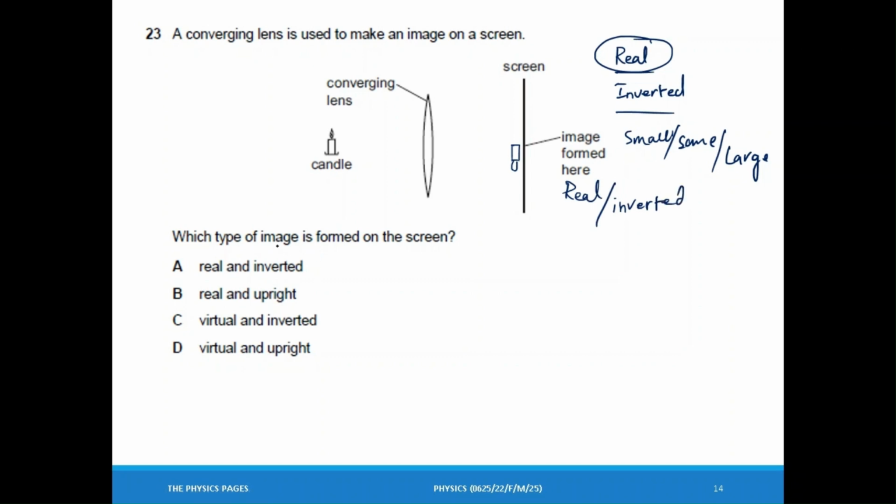Now here, which type of image will be formed? If it is on the other side, it should be real and inverted, but if it is on the same side of the lens where the object or candle is present, then it will be upright and virtual.